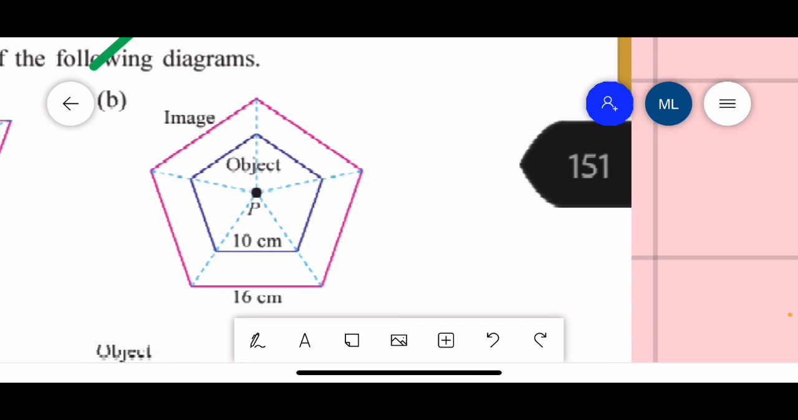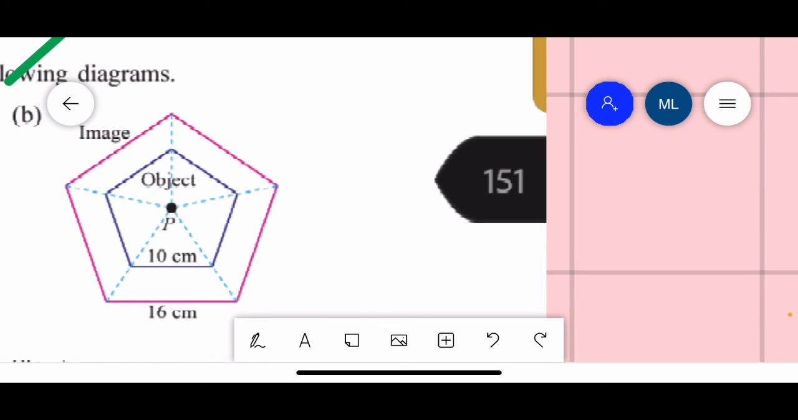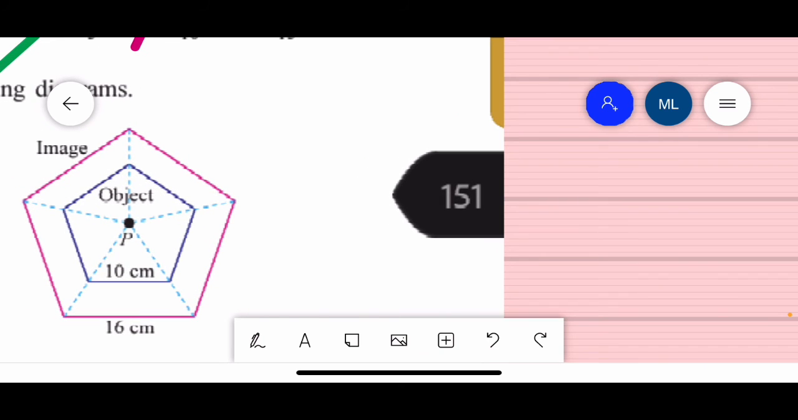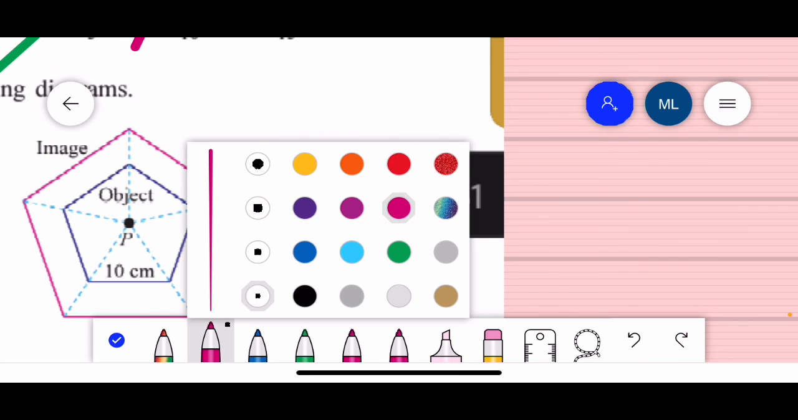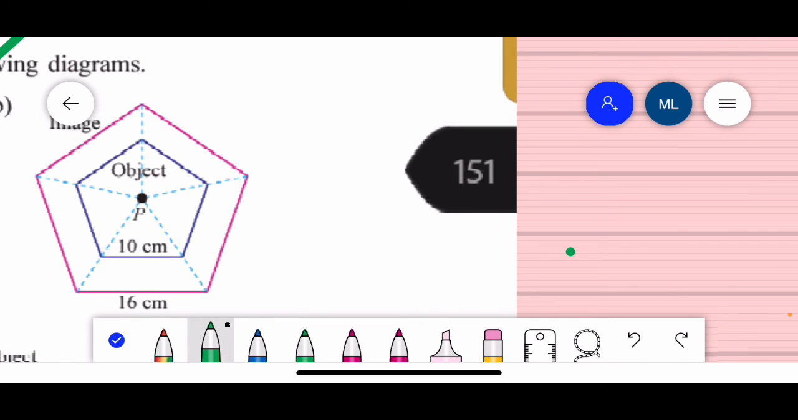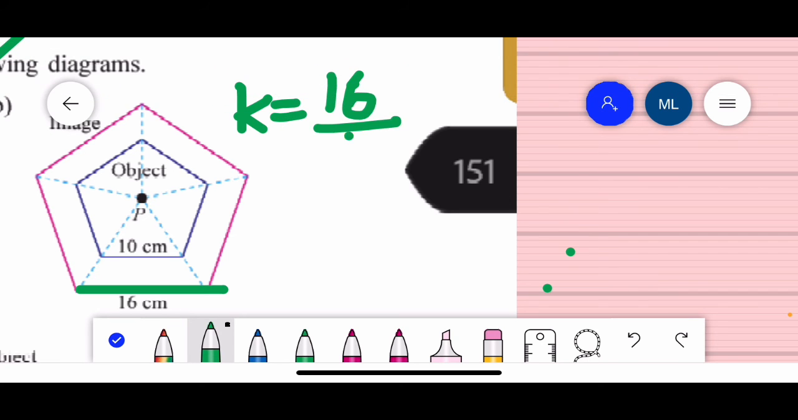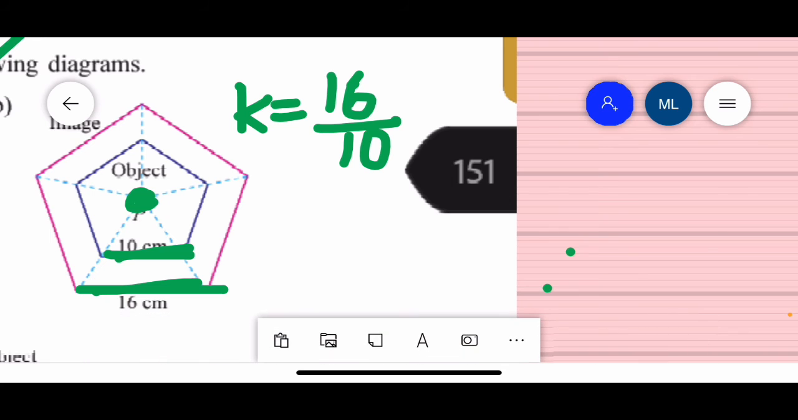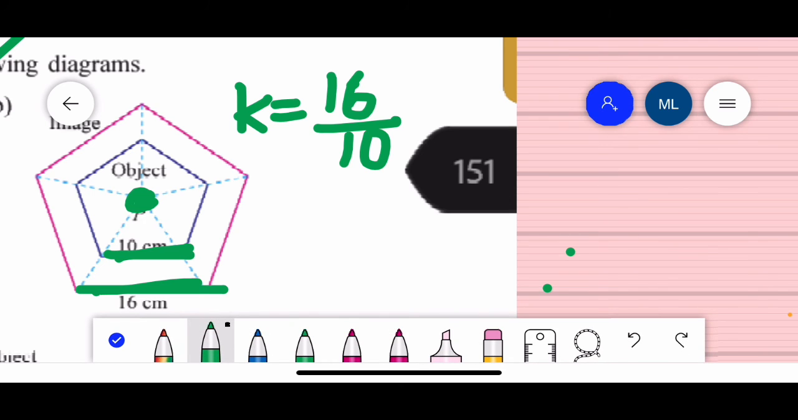Let's proceed to another one. This one looks interesting. Let's find the scale factor first. Let's see the measurement first. The image is 16, and K is 16/10, right? This is the object. If you look at it, they are on the same side, so it's still positive, so it's 8/5 after I simplify. So we have the scale factor and we know it's an enlargement.